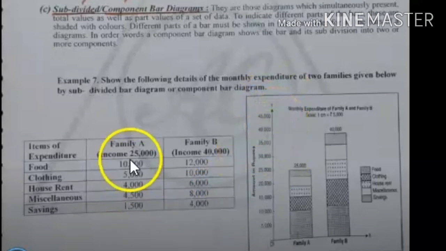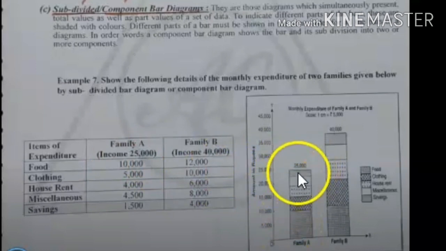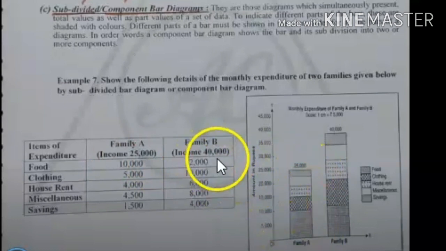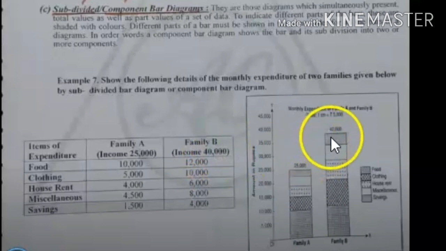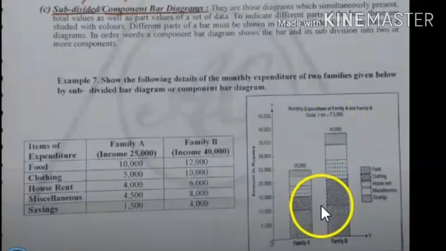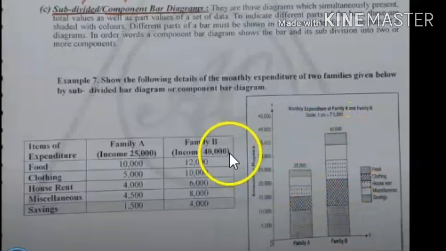It's already given here as 25,000. Then you can understand that till 25,000 alone the bar comes. Then here it's shown family B as 40,000, so you can understand that family B will come till 40,000. If this total is not given, you just total the values, find it and keep it. Then you can correct the value at last when you mark.